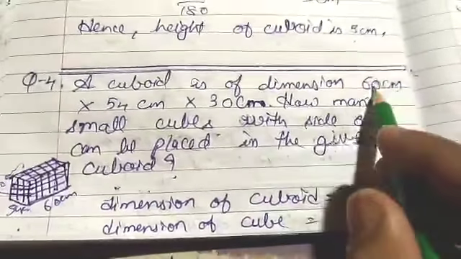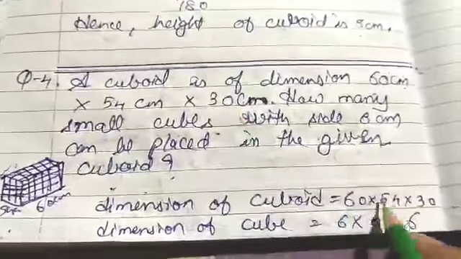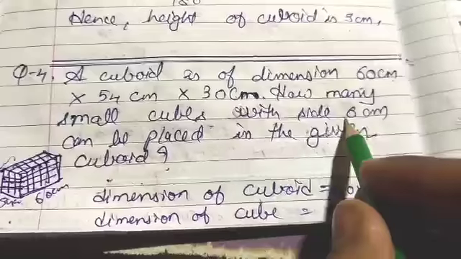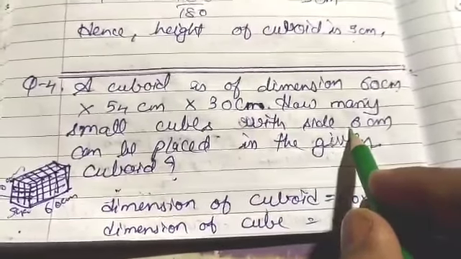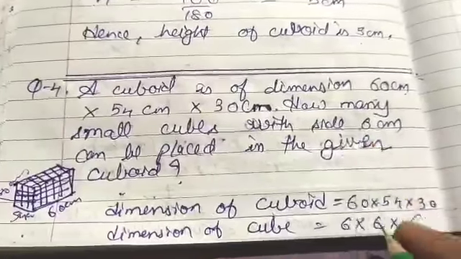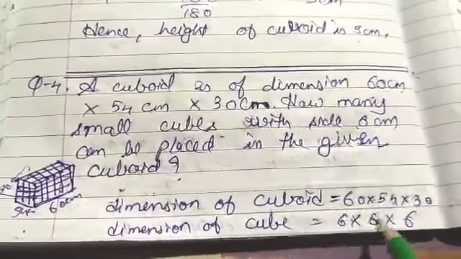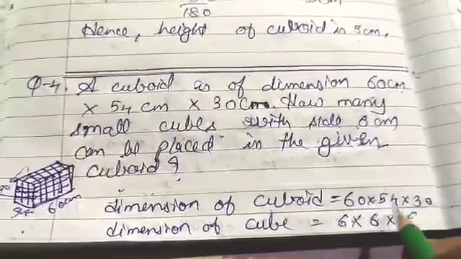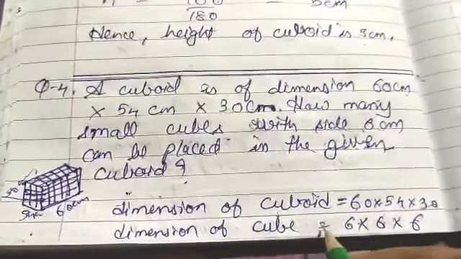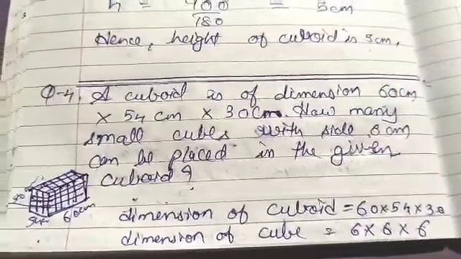The dimension of the cuboid is 60 centimeter into 54 centimeter into 30 centimeter, that is length, breadth, height. And a cube means a square object, so its dimension will be the same on all sides, its edges are the same, that is 6 centimeter, length, breadth, height all are 6 into 6 into 6. So we will divide the dimension of the cuboid by the dimension of the cube, so that we can easily find how many cubes can be placed in the given cuboid.